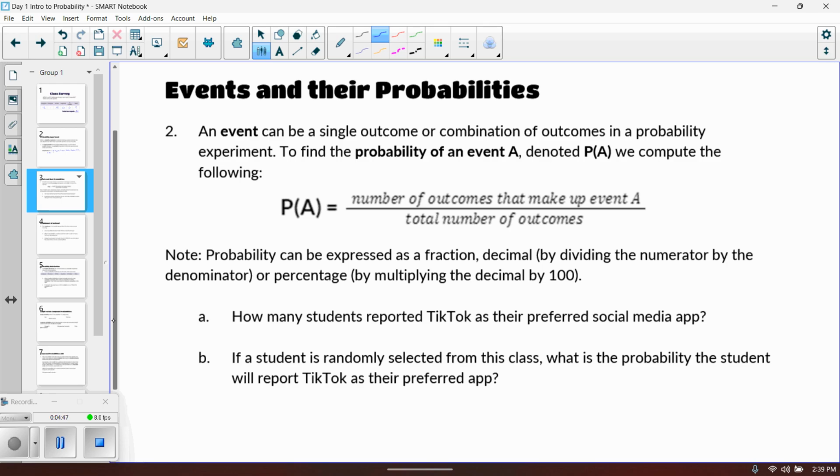So in ours, we're going to ask ourselves how many students reported TikTok as their favorite social media app. If you go back to the first page, the number of TikTok users was simply 14. That is not asking us for the probability. That is asking us just how many there were. So we had 14. Now, if a student is randomly selected from the class, what is the probability that the student will report TikTok as their preferred app? So we want to make sure we write this correctly. So the probability of that event, we're going to say the probability, and we'll say TikTok.